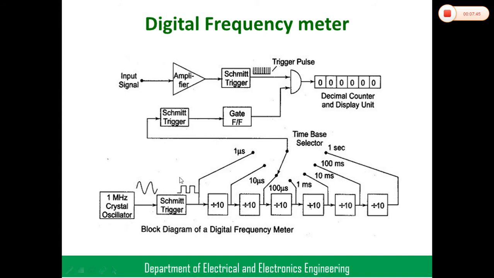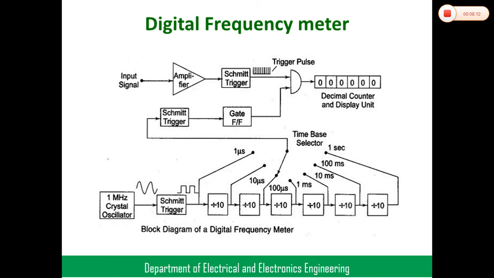This is the time base generator. Okay, right. From this, the first one is the input signal conditioning unit. In this circuit we have used an amplifier and a Schmitt trigger. The threshold voltage of the Schmitt trigger can be controlled by the sensitivity control on the control panel actually.